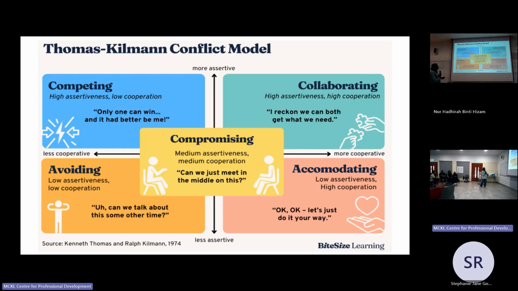Okay. Now, before we go to accommodating, what is collaborating? High assertiveness, high cooperation. So you dare to ask the person, okay, come, let's come together and we talk. We want to talk. We want to recognize what the differences are, and we want to have a mutual win-win situation. It's more of you wanting to collaborate with one another. Here, accommodating. Accommodating means here is low assertive, high cooperation.